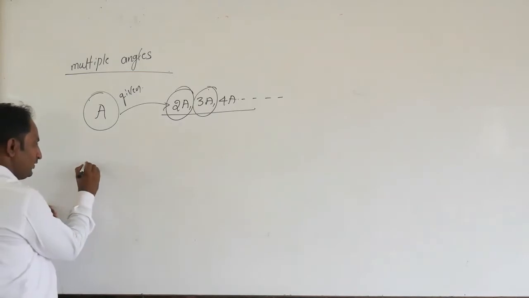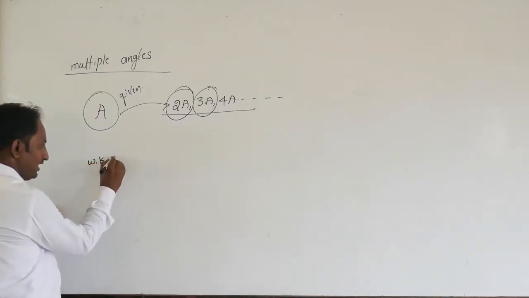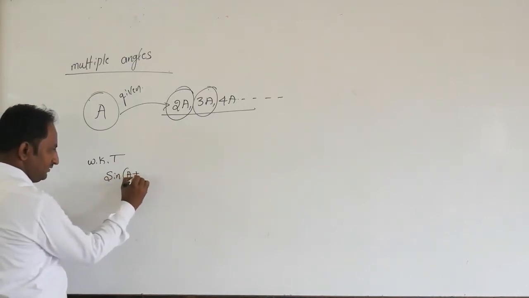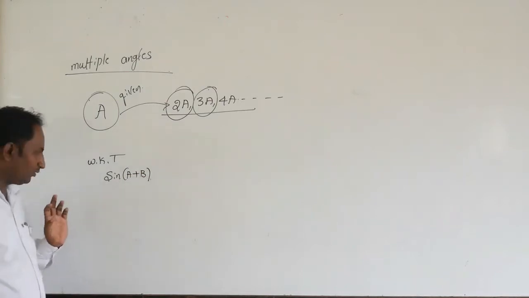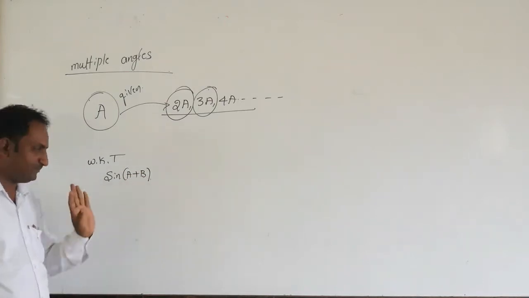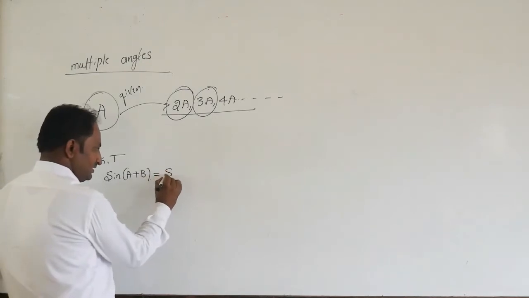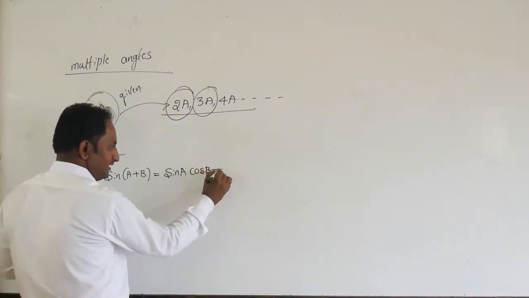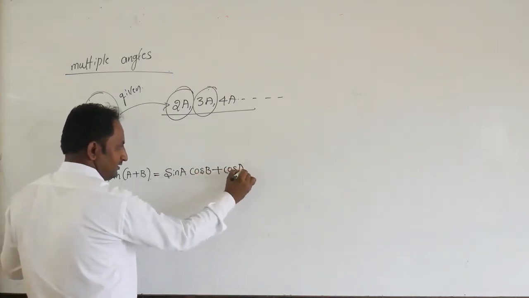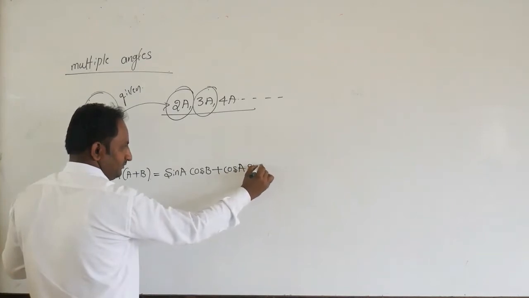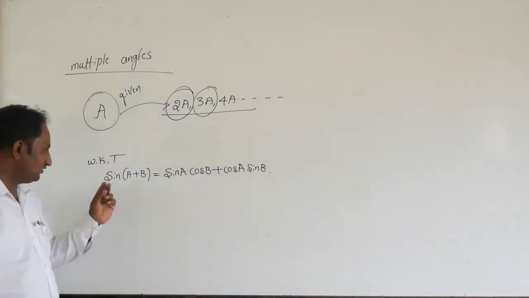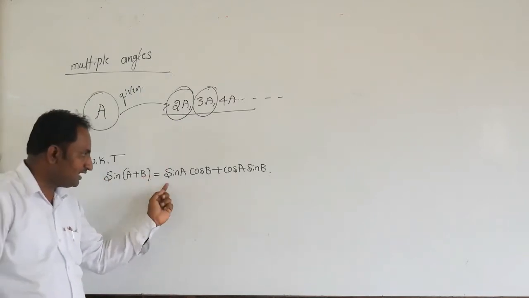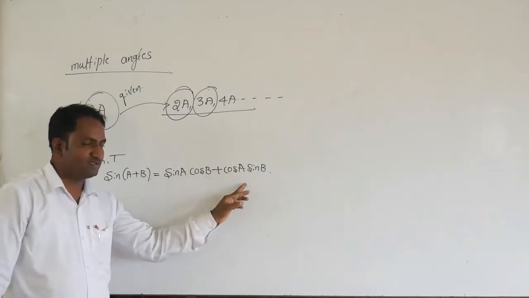First, we know the formula for sin of A plus B. Sin of A plus B is equal to sin A cos B plus cos A sin B.